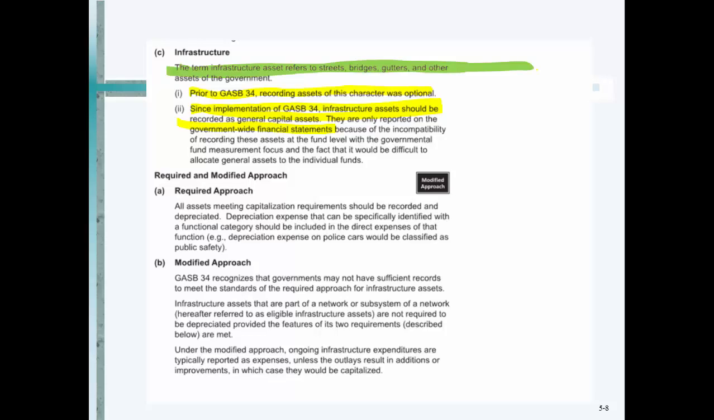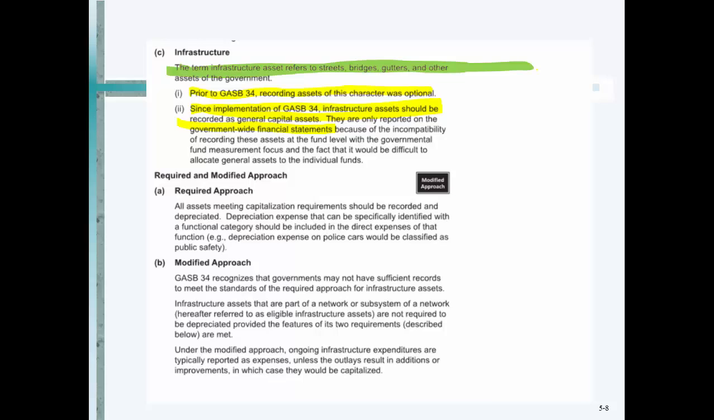Now, do governments have to record buildings on their financial statements? Do they have to report buildings on their financial statements? Okay, I'm talking about the government-wide level now. We're talking where we're using full accrual accounting. At the fund level, none of this happens. This is only at the government-wide level that we're talking about for infrastructure assets, which are things like what? Things like bridges, gutters, etc.